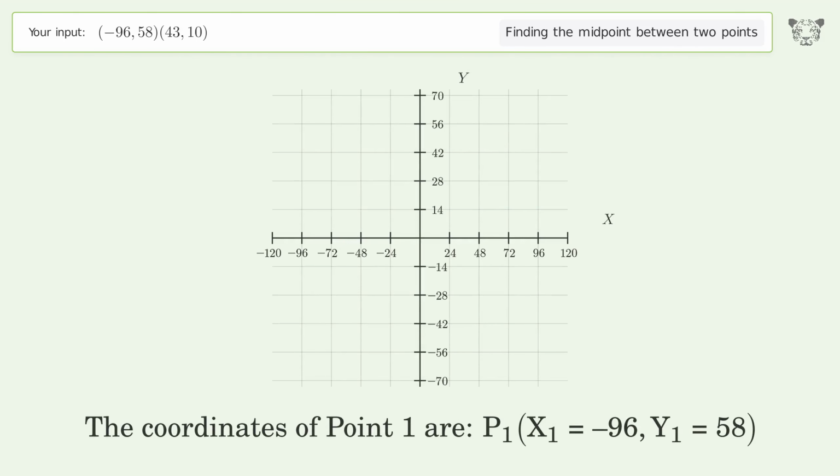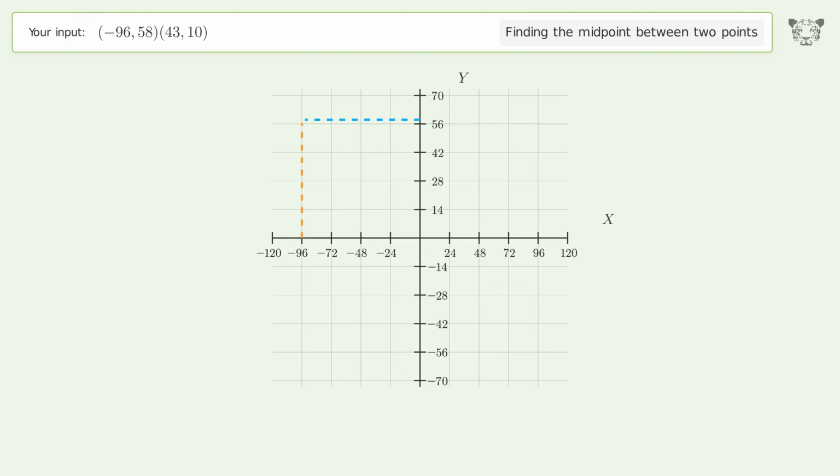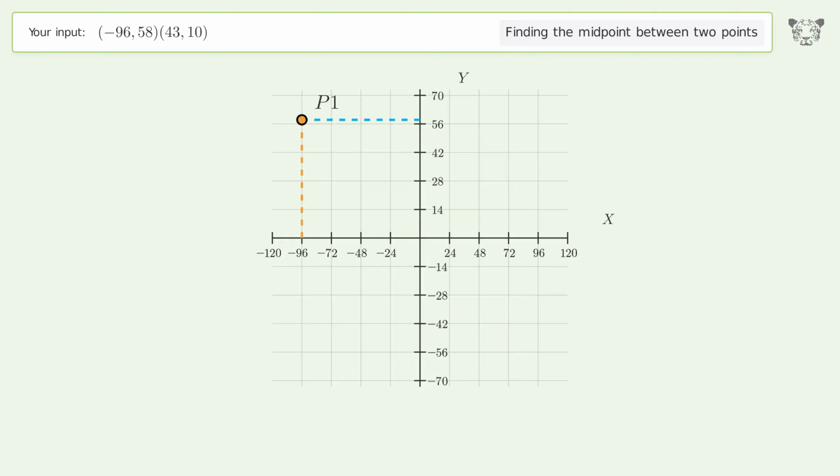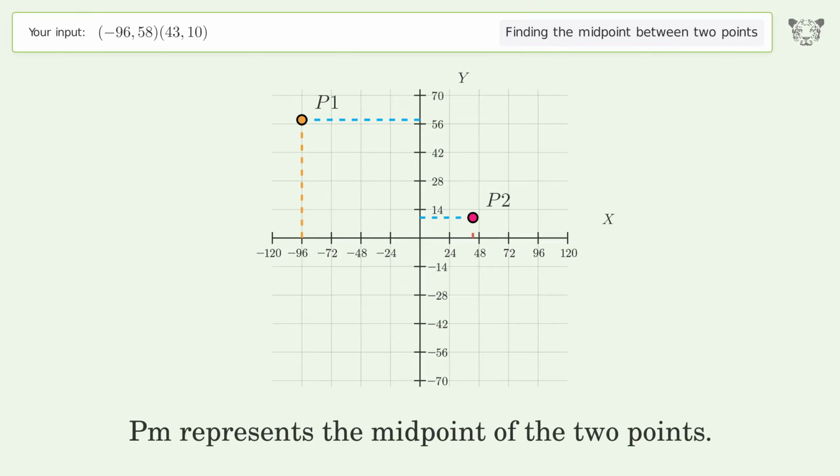The coordinates of point 1 are, x1 equals negative 96, y1 equals 58. The coordinates of point 2 are, x2 equals 43, y2 equals 10. PM represents the midpoint of the 2 points.